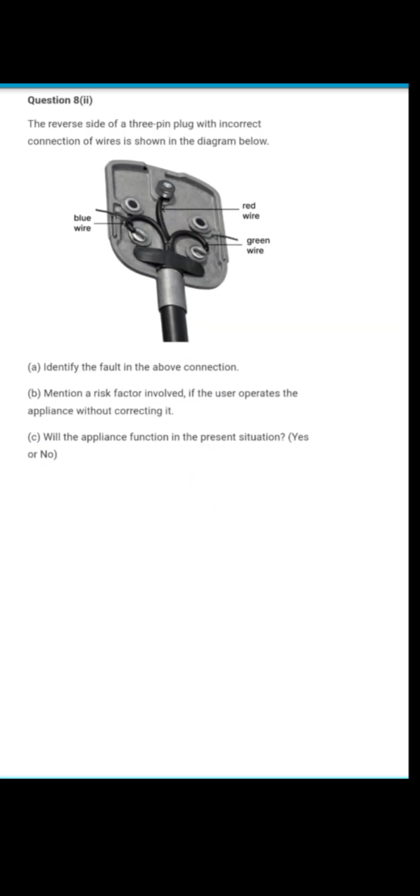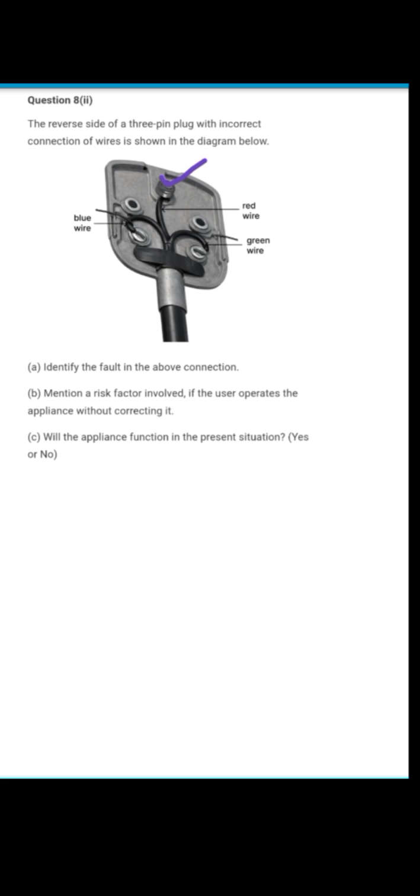Next question. The reverse side of a 3-pin plug with incorrect connection of wires is shown in the diagram. So for this you have to remember the color coding of the various wires which are used. So red wire is given, green wire is given, and blue wire is given, and this is the reverse side or the back side of a 3-pin plug. So you have to find what is the fault in the connection. So it's very obvious and easily understandable. This wire is always for the earth wire, the earth pin, which is the thickest one.